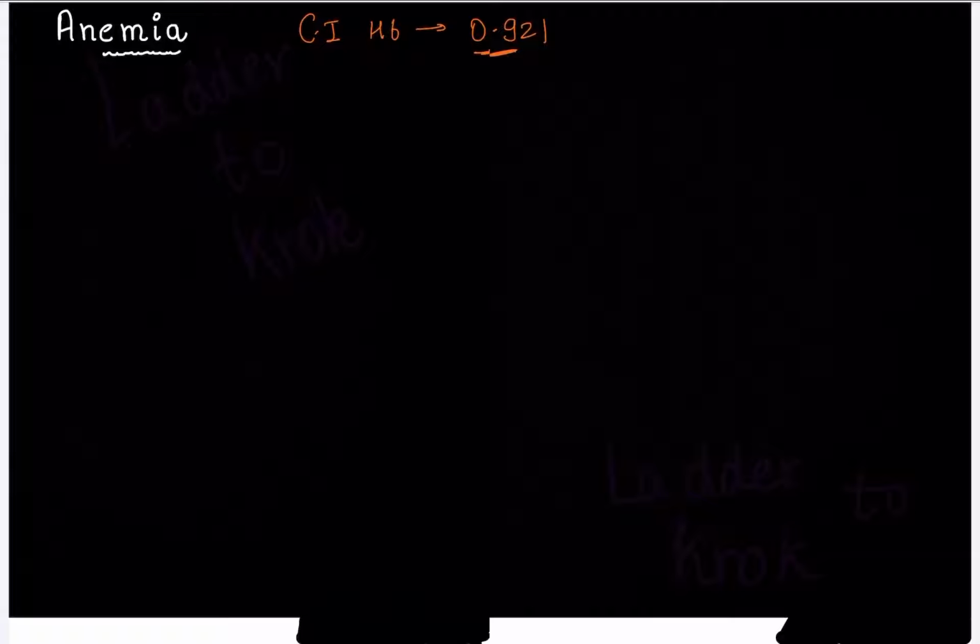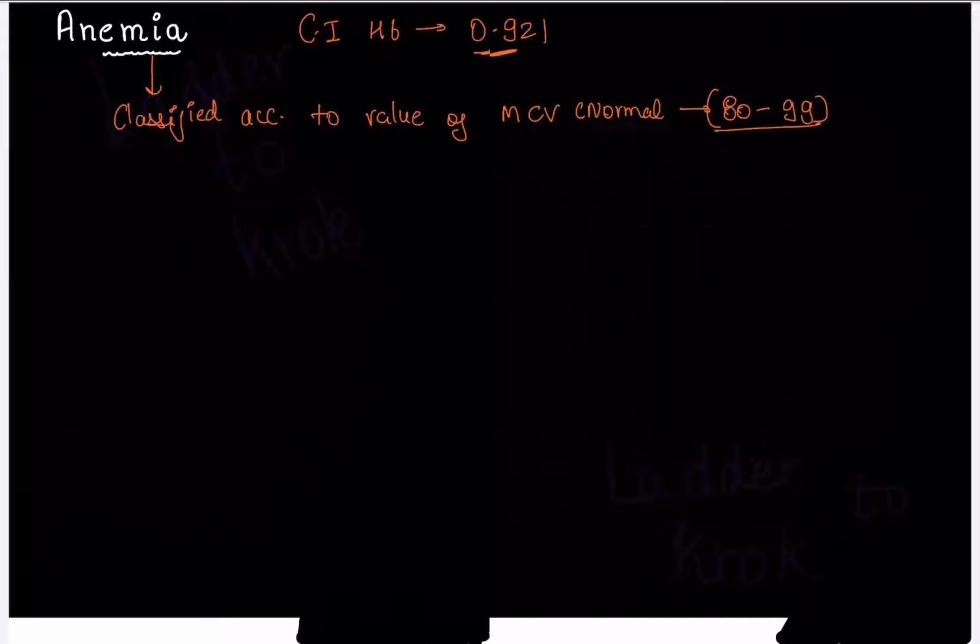Now we classify anemia according to the value of MCV, mean corpuscular volume. What is the normal value for this? The normal mean corpuscular volume is 80 to 99. And one more thing we take into consideration here is the color index.